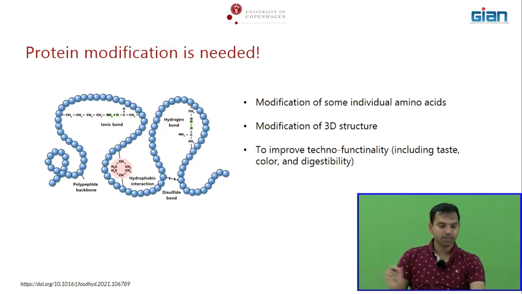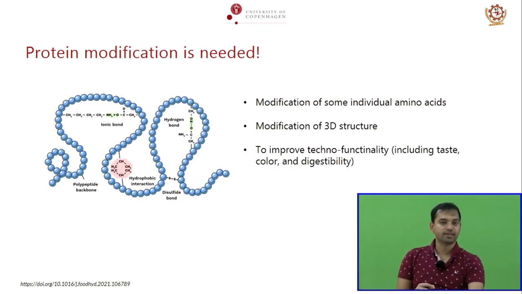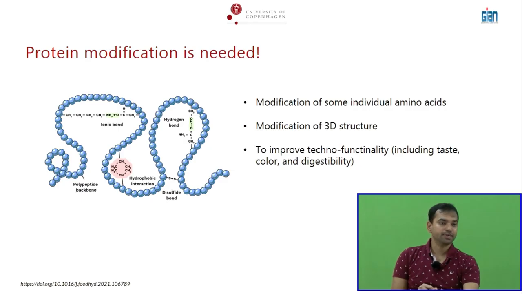So, just to summarize everything, I have given a background now. Protein modification is very necessary because it changes the primary structure of the protein in some cases. In some cases, it changes the secondary, tertiary, and quaternary structure, and that will give you the desired techno-functional properties. Am I clear? Protein modification is, in principle, modification of the primary, secondary, tertiary, or quaternary structure of the protein.